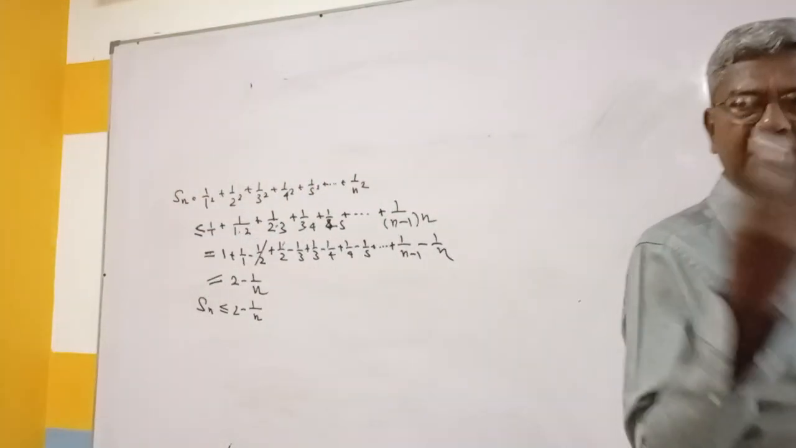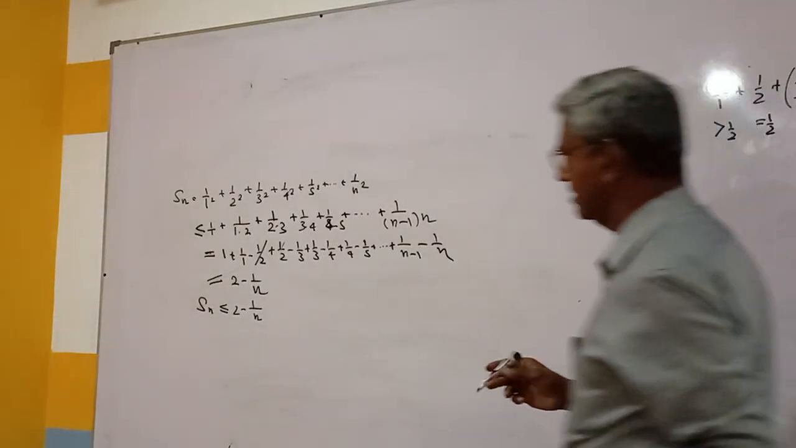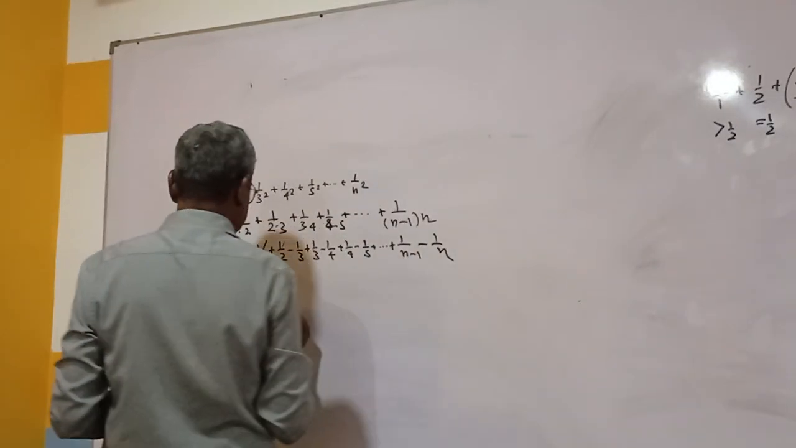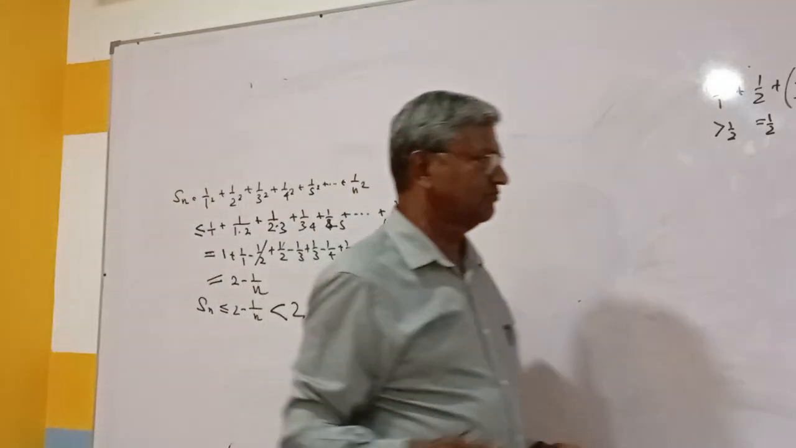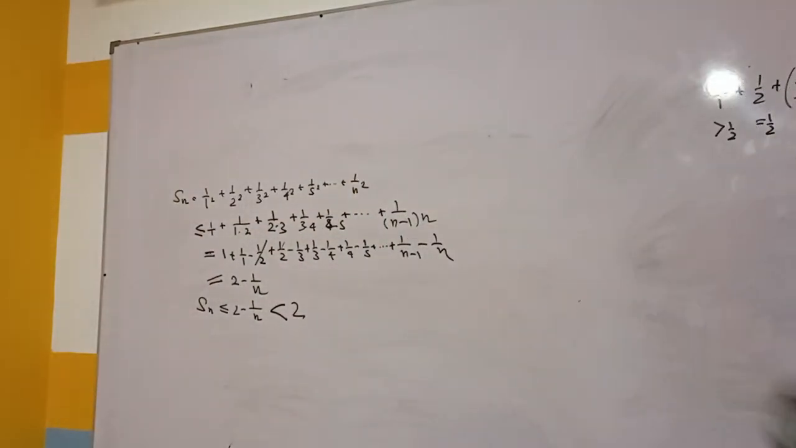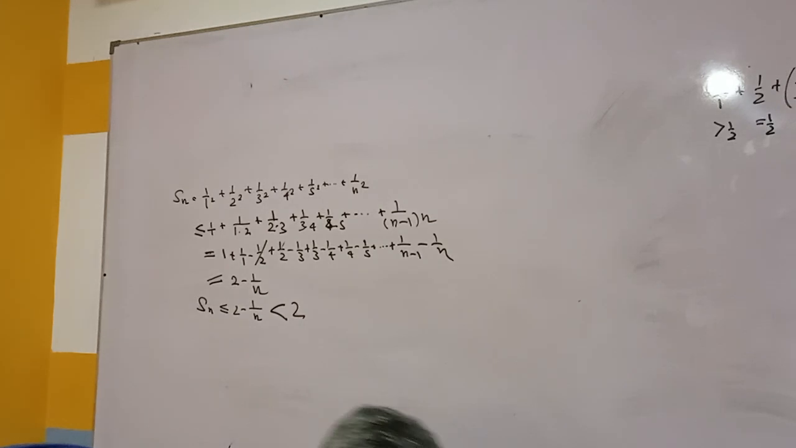Therefore, Sn is increasing. This is definitely less than 2. Sn is increasing and bounded above by 2. Therefore, sigma 1 over n squared converges. So that is that. It's good for you to know.